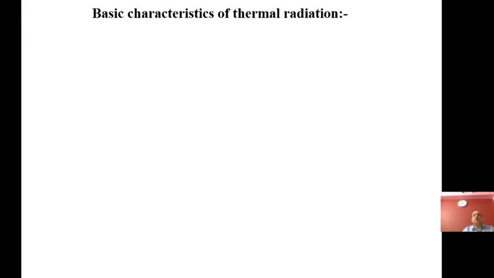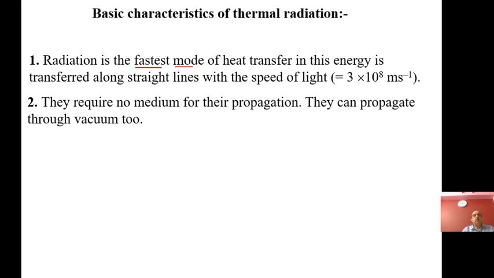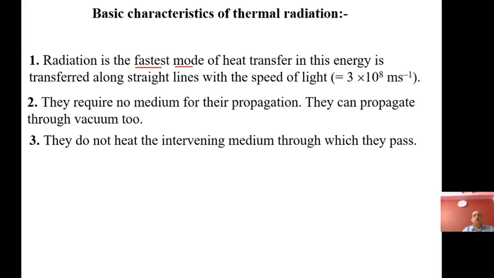Now, the basic characteristics of thermal radiation are: the radiation is the fastest mode of heat transfer. The energy is transferred along a straight line with the speed of light, that is 3 into 10 to the power 8 meter per second. The second is they require no medium for their propagation. They can propagate through vacuum too.